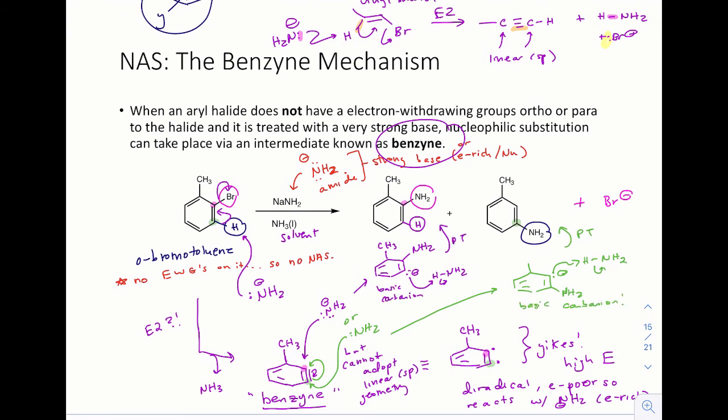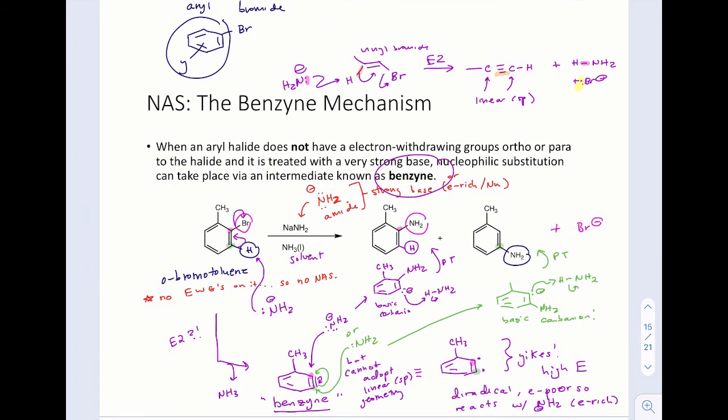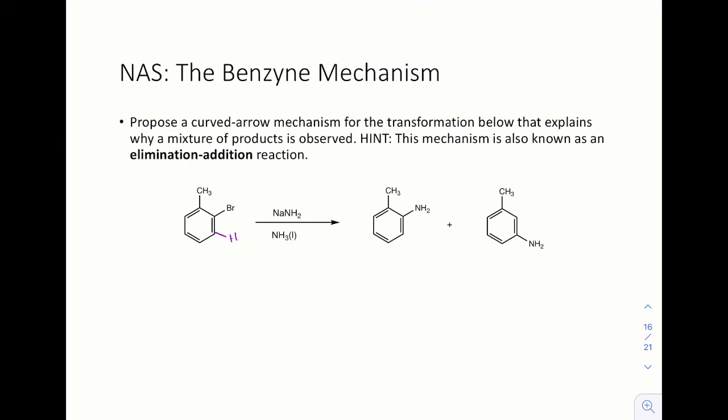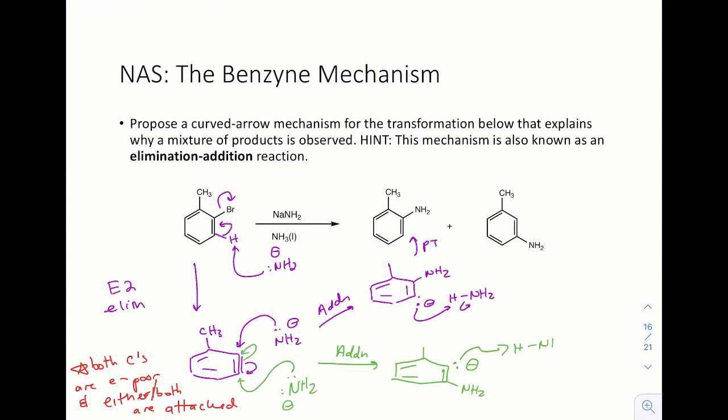Both of these pathways occur because both of these carbons of the benzyne are electron poor, so they can both react with the electron-rich amide. This seems unbelievable, but it does occur. It occurs via this elimination and then addition mechanism. So let's draw that out one more time. There's an elimination and then an addition, followed by a final proton transfer step. But recall, this is actually best described as a diradical. Both of those carbons are electron poor. Either of them can be attacked, and both of them, in fact, are attacked, resulting in both of the observed products.